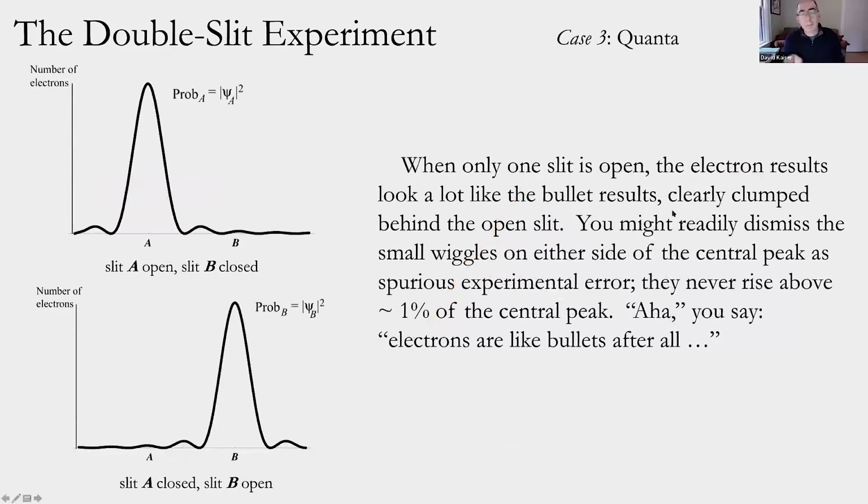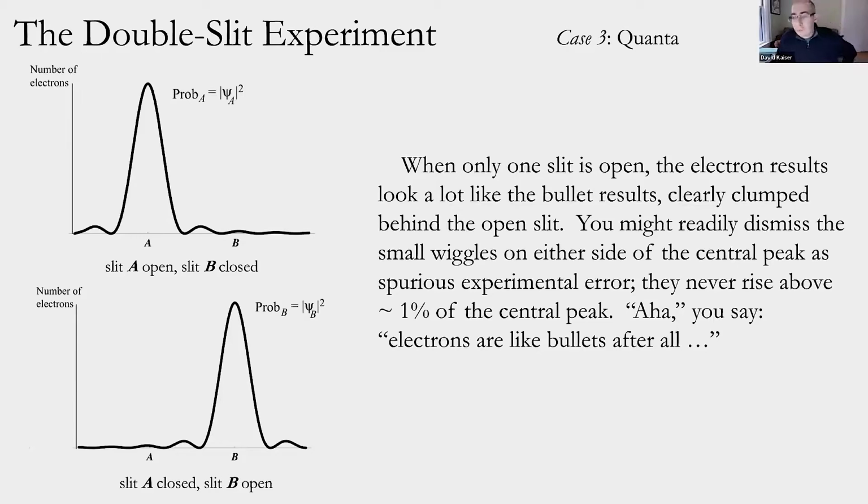So once again, we'll start by keeping one slit closed so the electrons can only pass through the other slit. So if only slit A is open, we get this very strongly peaked distribution directly behind the open slit, just like with the bullets. If slit A is closed but only slit B is open, again, a very strongly peaked distribution. And so it looks a lot like the classical particles.